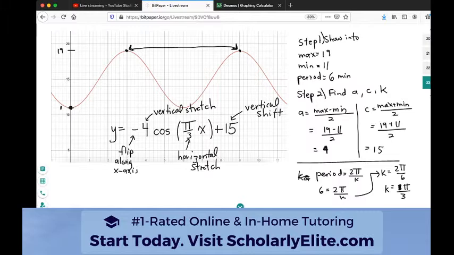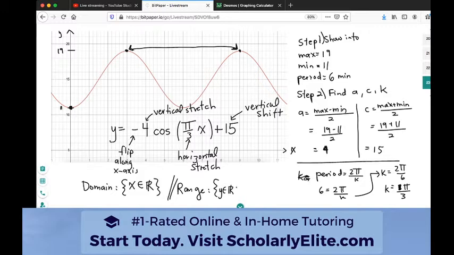A couple other things that we want to note. What's the domain is something that you'll get asked a lot. The domain in this case, assuming that this is going on in perpetuity, would be x is an element of all reals with no exceptions. And then the range is actually between the max and the min. So y is an element of all reals, and in this case 11 is less than or equal to y, which is less than or equal to 19.